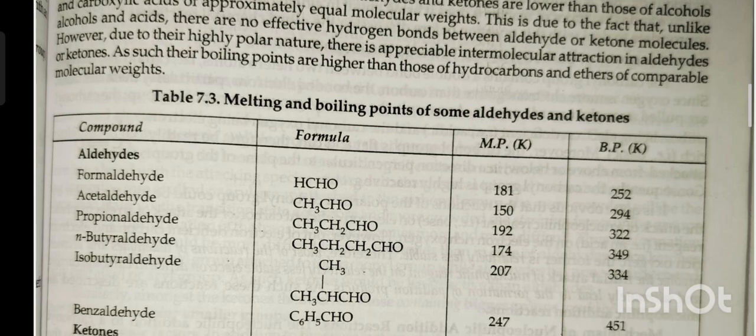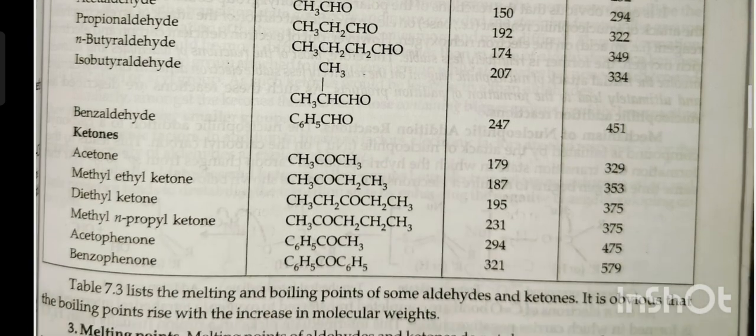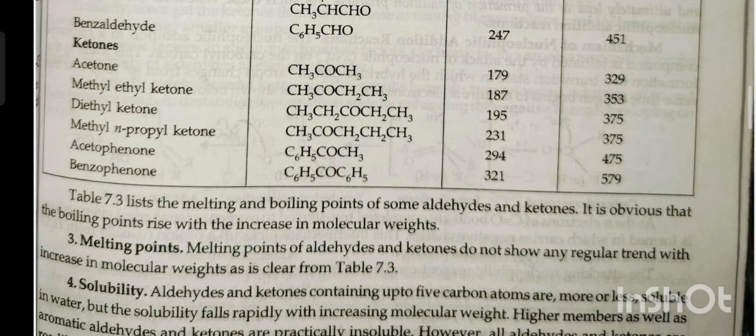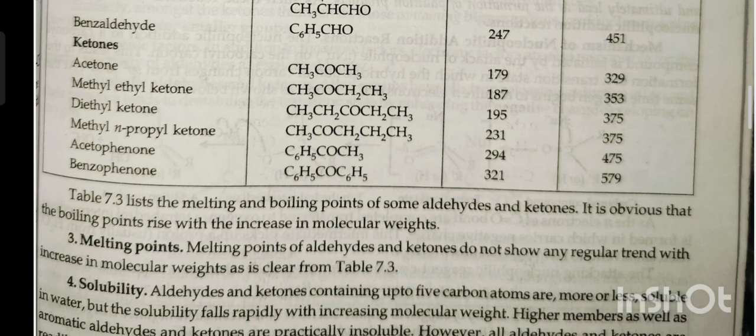Melting and boiling points of some aldehydes and ketones are given below. Table 7.3 lists the melting and boiling points of some aldehydes and ketones. It is obvious that the boiling point rises with the increase in molecular weight. Third, melting point. Melting points of aldehydes and ketones do not show any regular trend with increase in molecular weight, as is clear from Table 7.3.